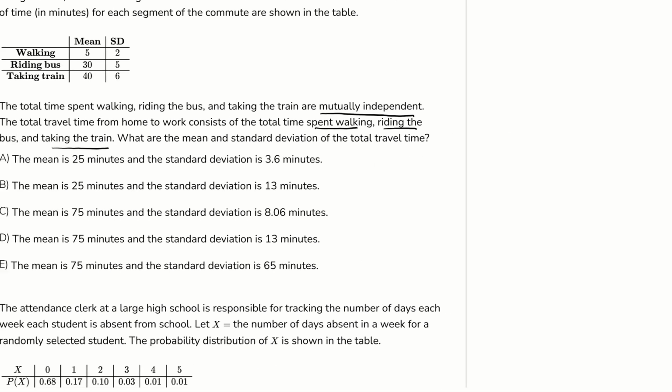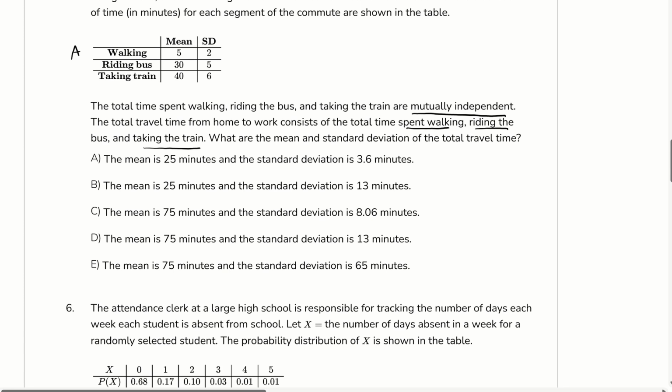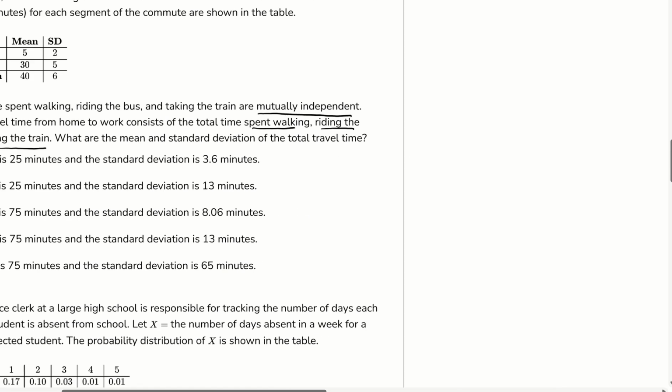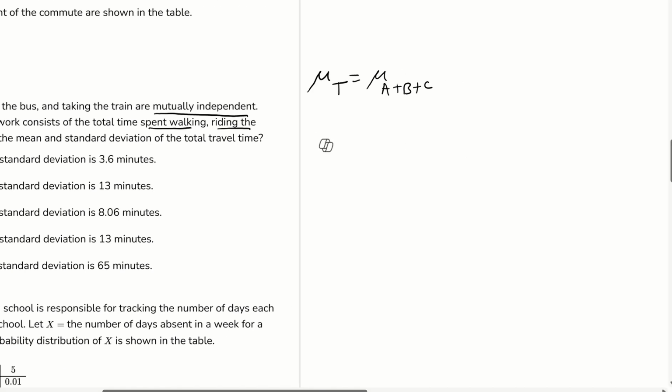Okay, so let's just call this A, B, C. Okay, so the mu for the total time, we'll say mu T for total, is equal to mu A plus mu B plus mu C. So that means if you're doing A plus B plus C, that's just the average of each of them added together.